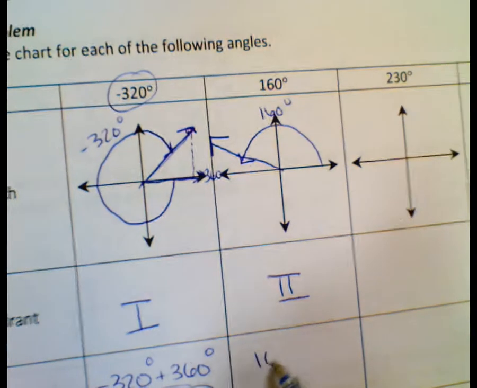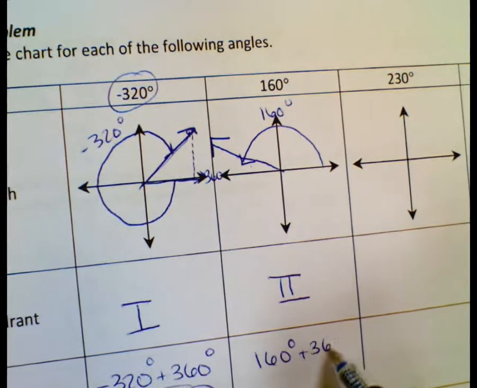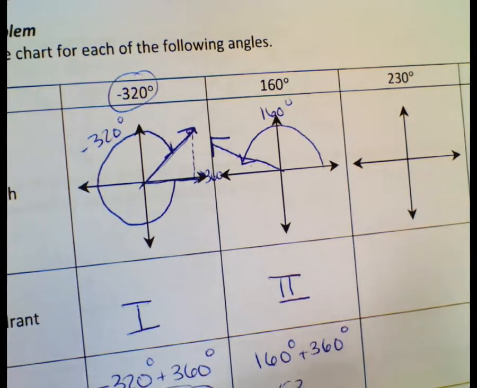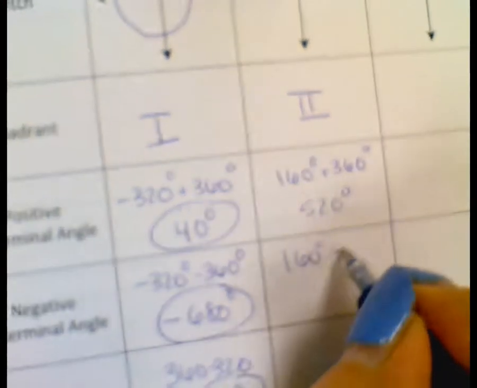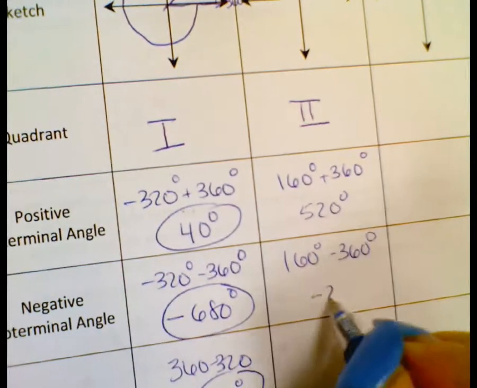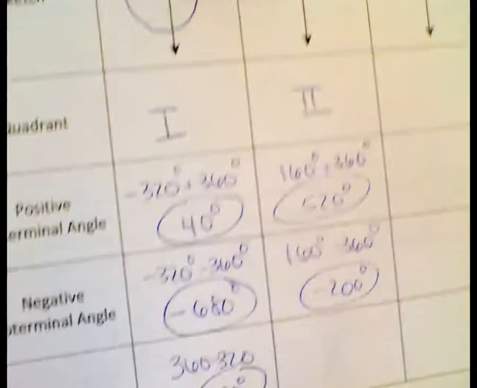Give me one positive coterminal angle with that. Add 360 to that, get 520. Give me one negative one. Subtract 360, get negative 200.